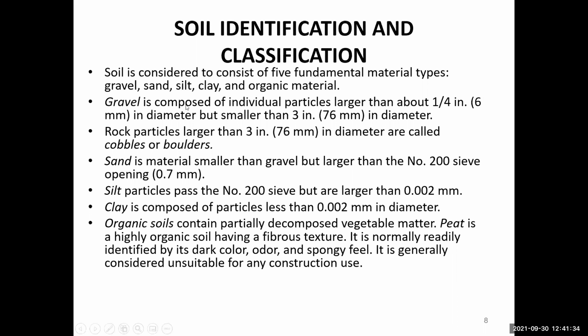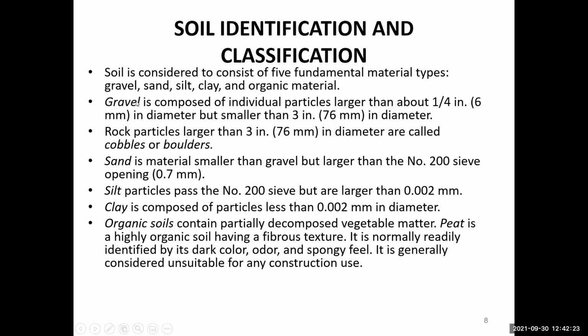So gravel is composed of individual particles larger than about 1/4 of an inch or 6 millimeter in diameter, but smaller than 3 inch. So any soil which has particles of the size between 1/4 to 3 inch, or 6 to 76 millimeter in diameter, those soils are called gravel. Of course, we can have even more than 76 millimeter as well, but we are not considering them over here.